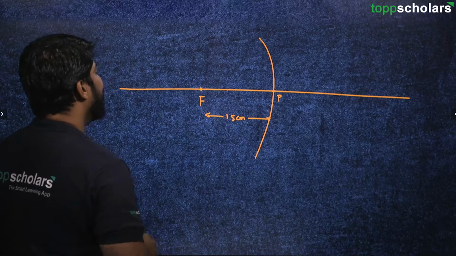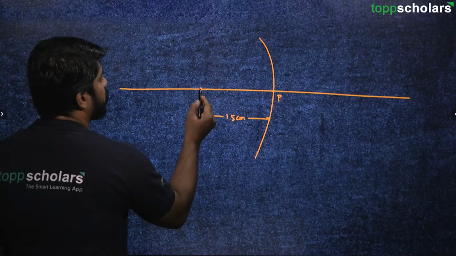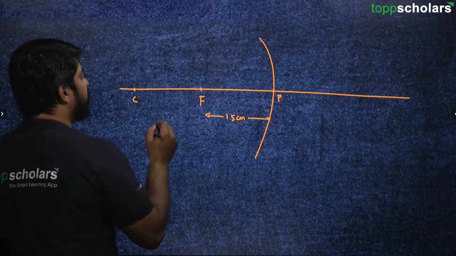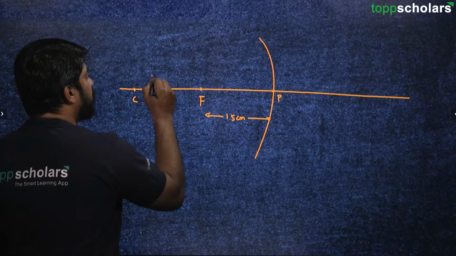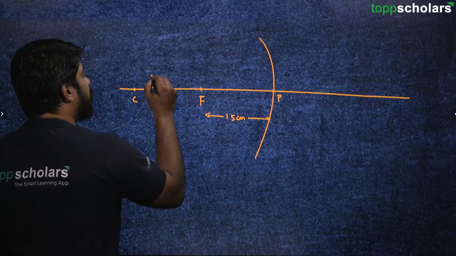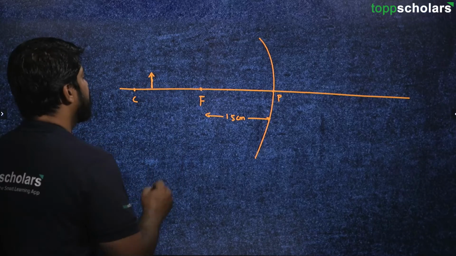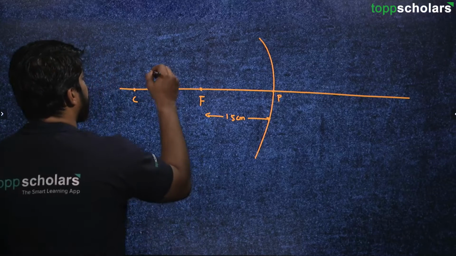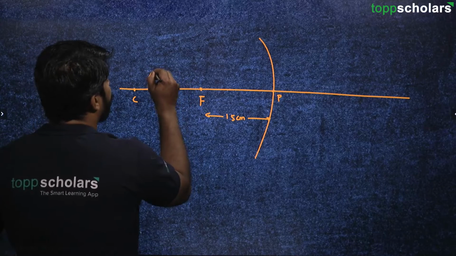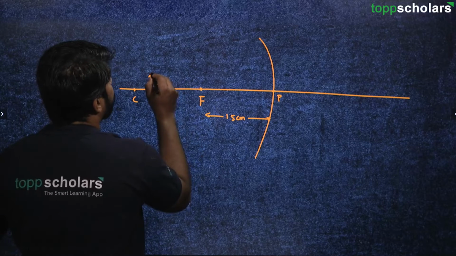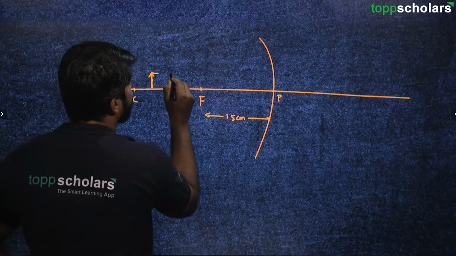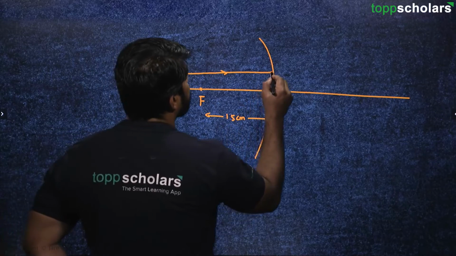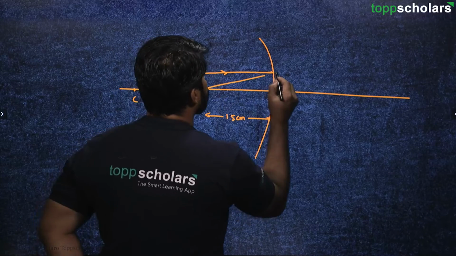And the object is placed at 25 centimeters. So that means if C is over here, that is twice F is here, then the object must be placed somewhere down here. So let's say the object is here. Now what we have to do is trace the rays that are emanating from this object. So the first ray that we are going to consider is the ray which is parallel to the principal axis. So this is, let's say, one of the rays, and the ray which is parallel to the principal axis always travels through F.